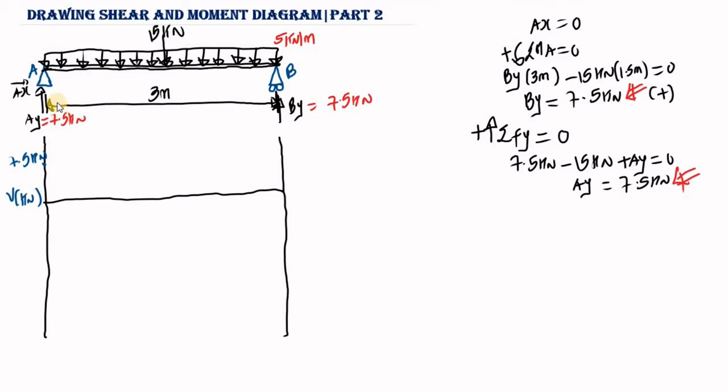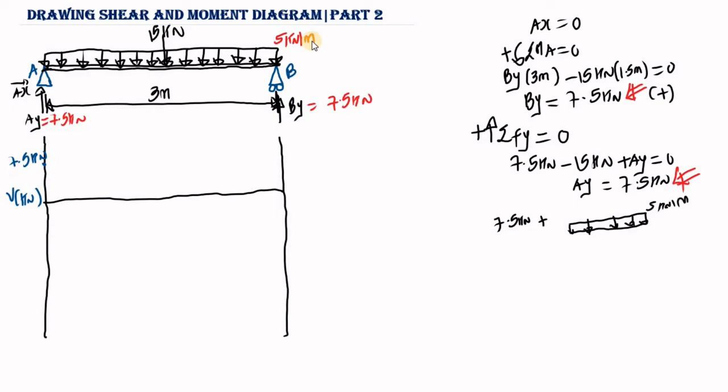After we have 7.5 kilonewton, what do we see next? We see a distributed load of 5 kilonewton per meter. This is what you are going to do in order to make it very easy, to simplify your work and not make any mistake. We started from 7.5 kilonewton, then plus we have a distributed load. So we are going to draw a distributed load. This is the distributed load we have, of 5 kilonewton per meter.